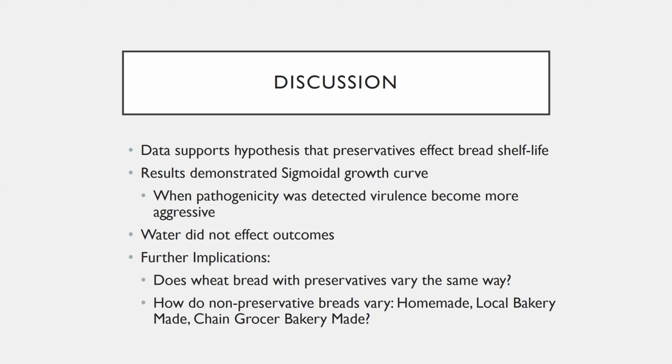And so further implications of this project would include looking at whether preservatives make an effect on wheat bread or other types of bread the same way as they do on white bread, and also how non-preservative breads in general vary. So like homemade non-preservative, local bakery made, and then a chain grocery made. I know that these are things that you can get at the store. I just have to look for the correct ones.